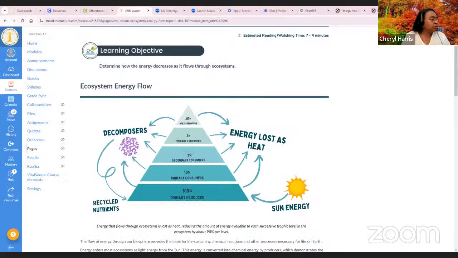All right, so we've been talking about food webs and food chains, and now we want to look at energy flow.